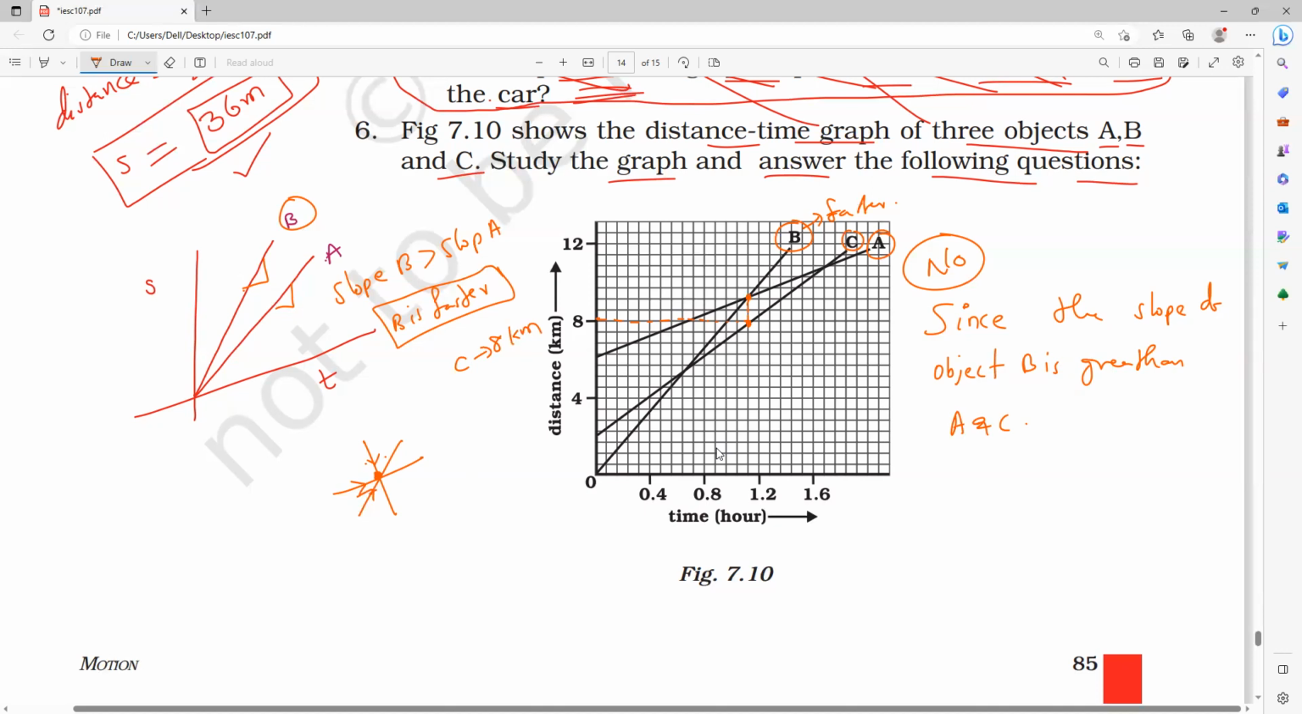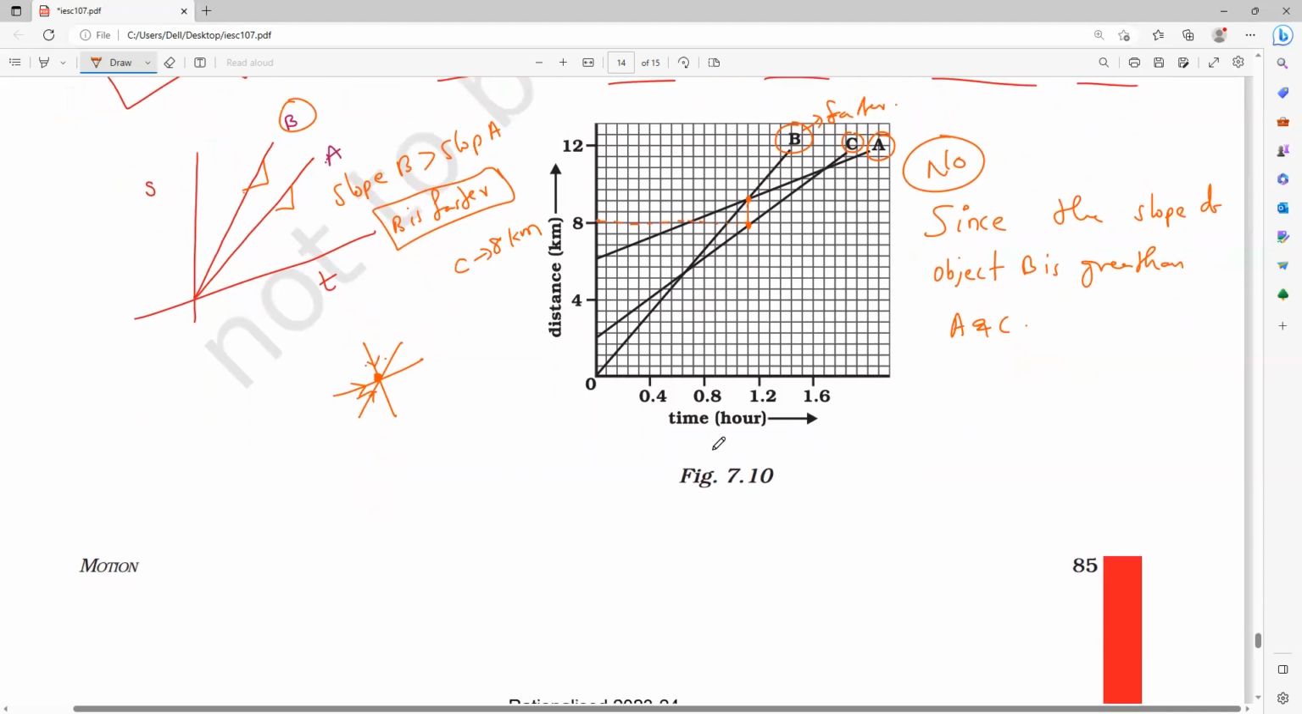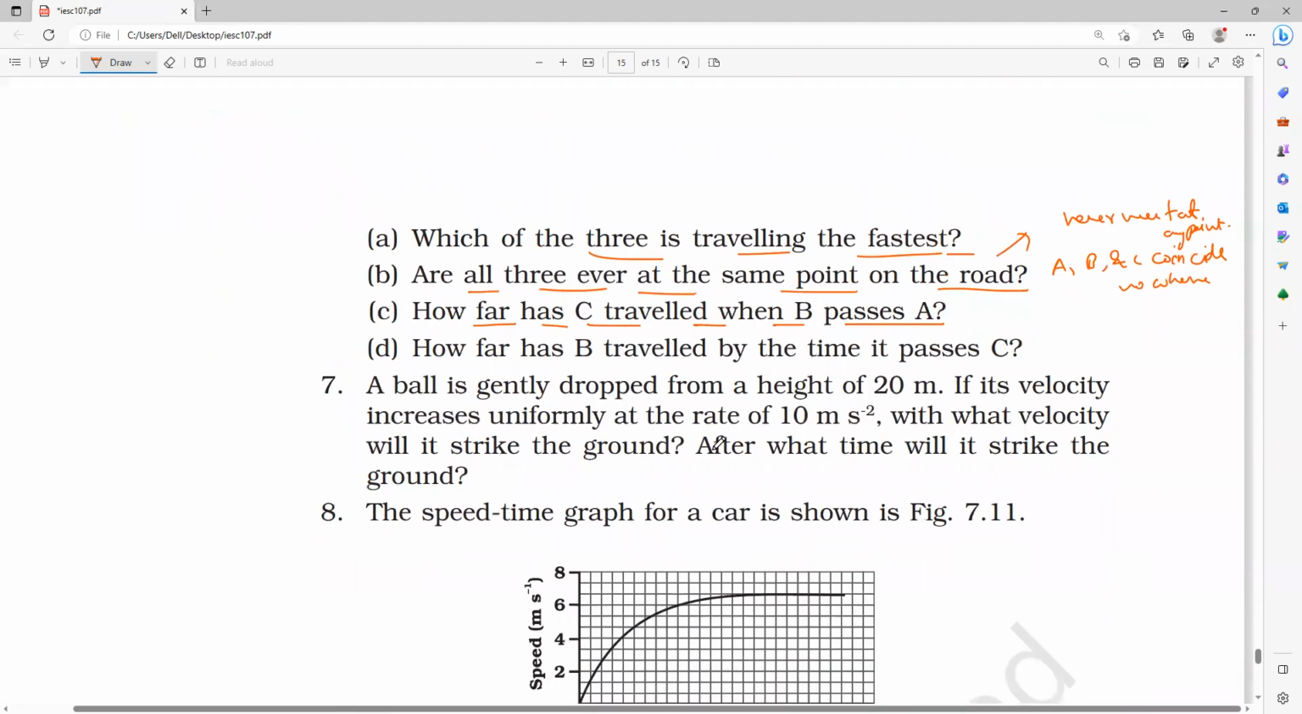All of you understood? That is what you have to remember. C has traveled 8 kilometers from the origin by the time B crosses A. Is it okay? Next, the last question. How far has B traveled by the time it passes C?